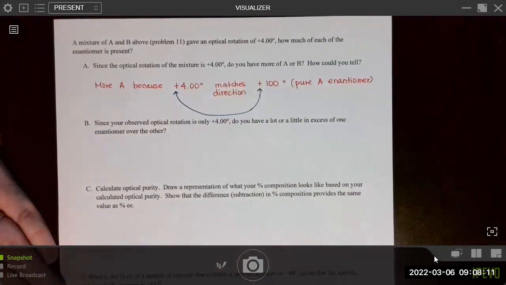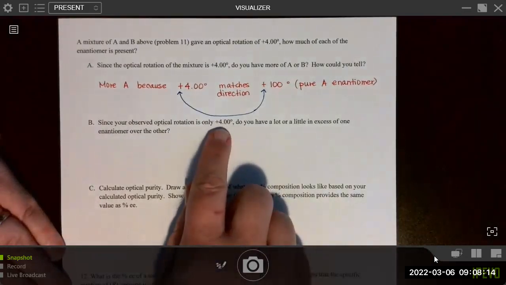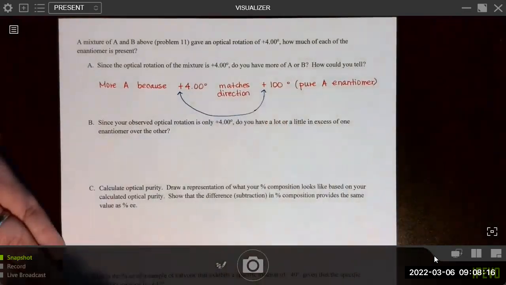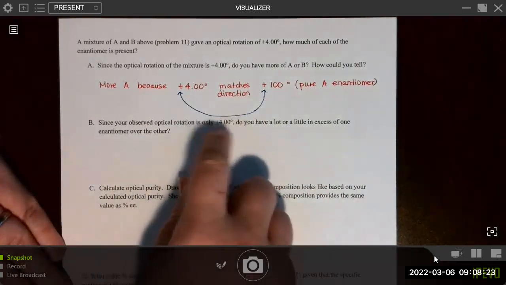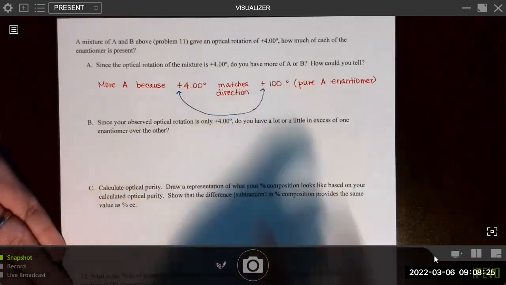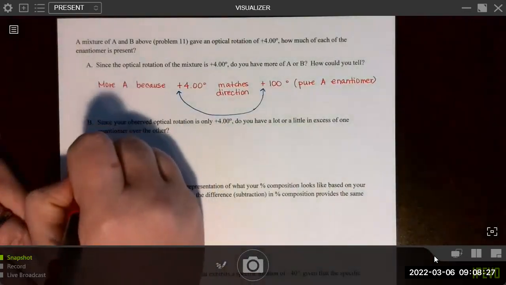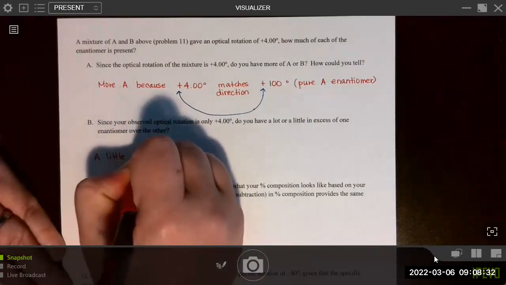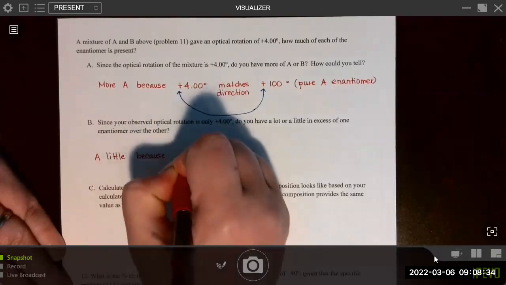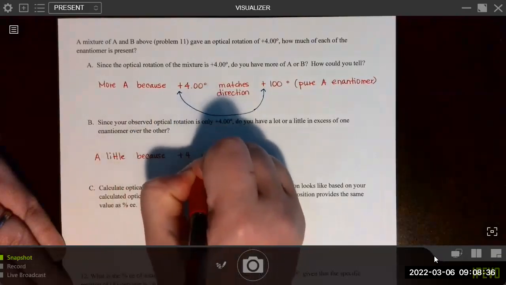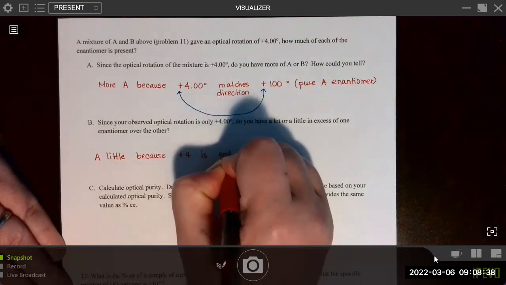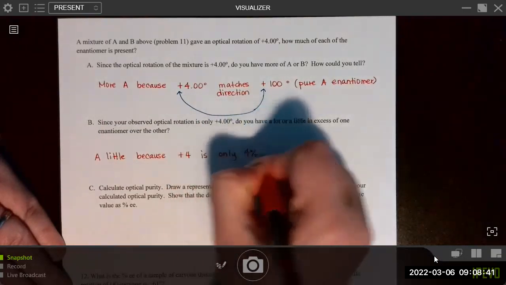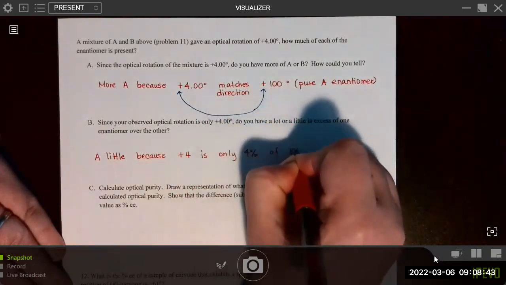Since your observed optical rotation is only 4, which is a lot less than plus 100, do you have a lot or a little in excess of one enantiomer over the other? So 4 is not very much compared to 100, right? So we would say a little, because plus 4 is only 4% of 100.